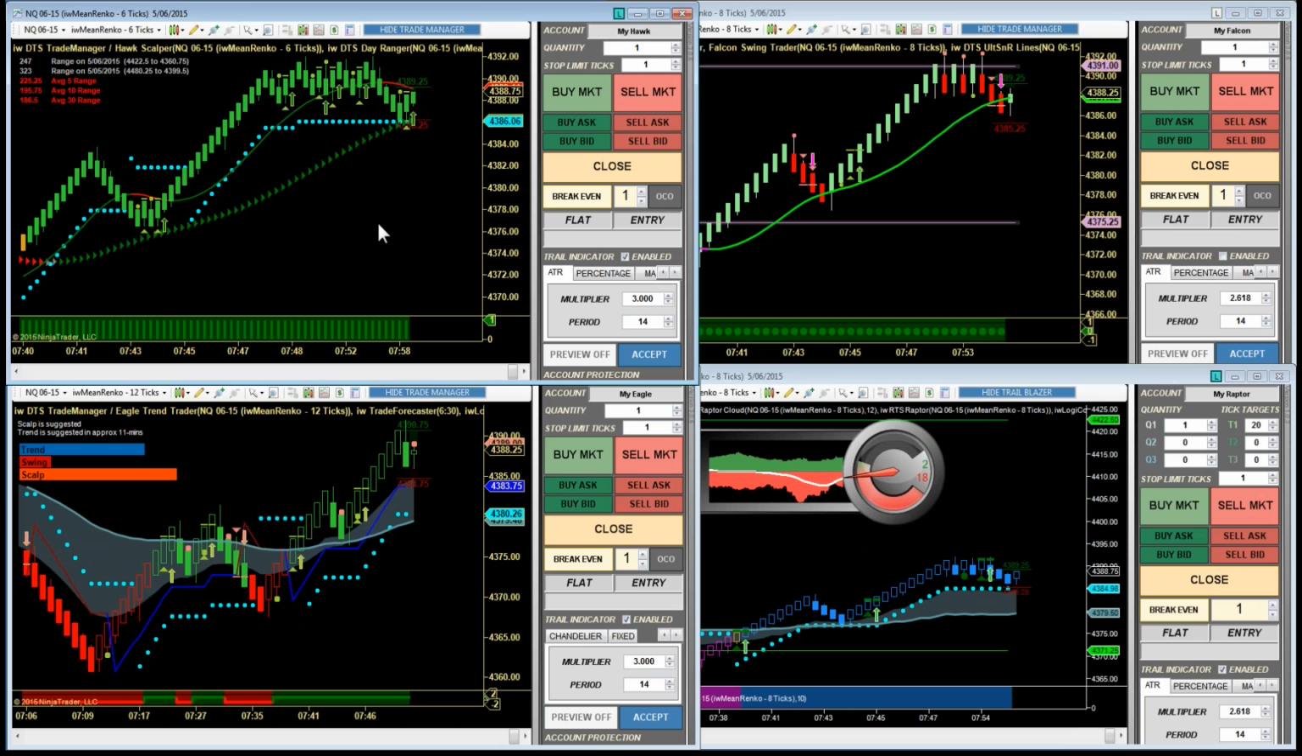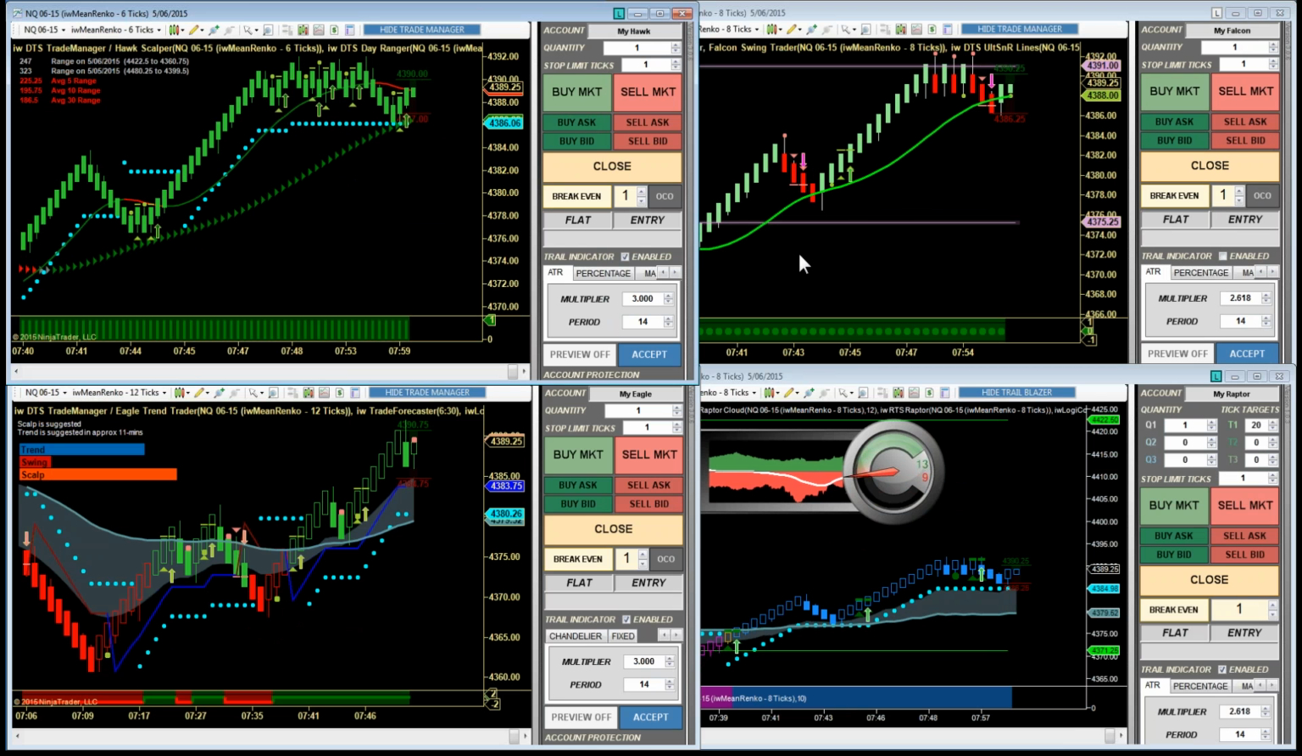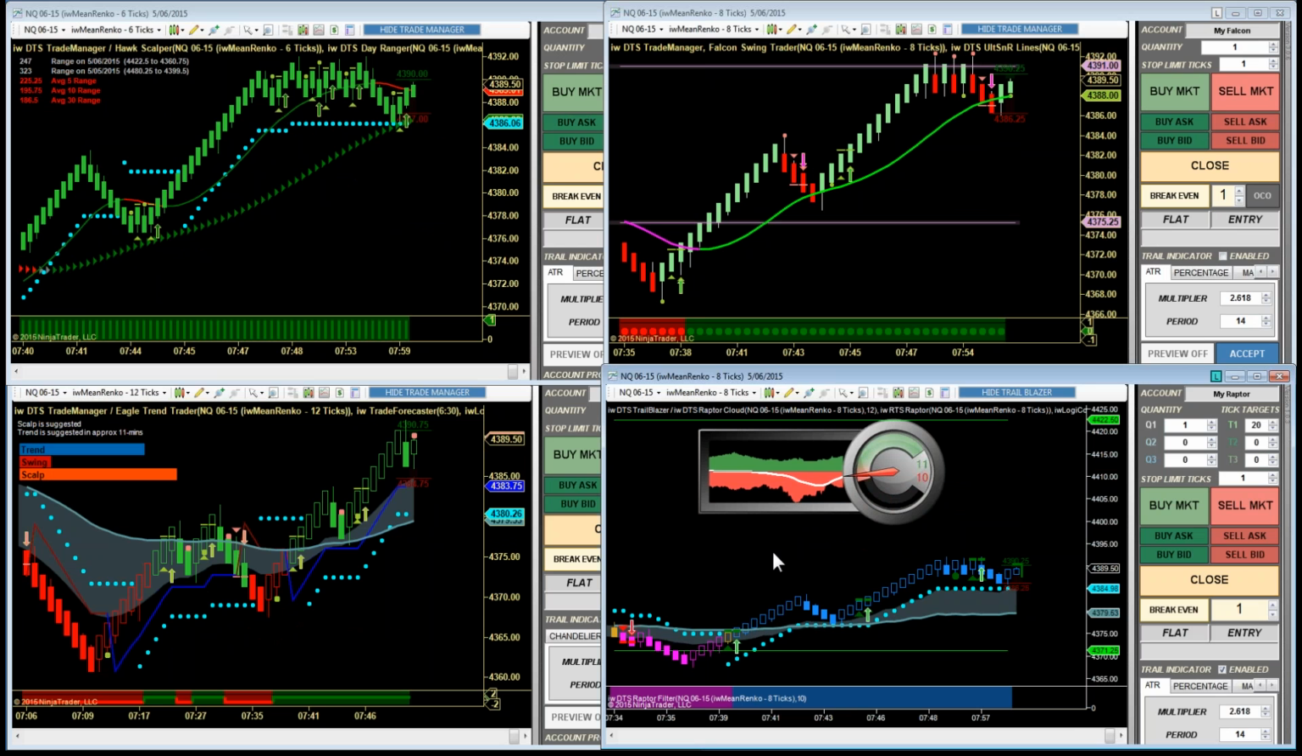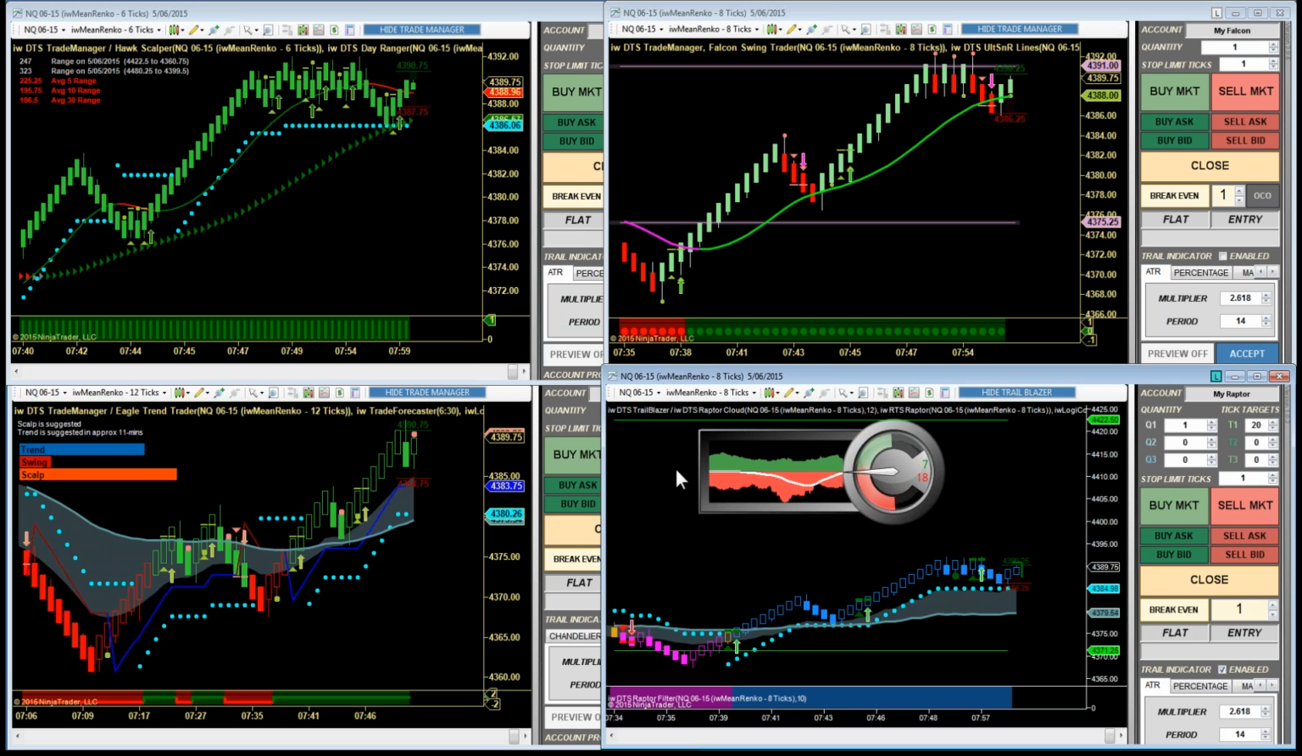But to answer your question, yes, you can incorporate a larger brick size. We normally recommend the default brick sizes for 99% of the markets you're trading. Certainly instruments that trade at $10 a tick or less, we recommend the 6-tick Hawk, 8-tick Falcon, 12-tick Eagle, and 8-tick Raptor. On instruments that trade at $12.50 a tick or more, we recommend a 4-4-6 setting. So 4-tick Hawk, 4-tick Falcon, 6-tick Eagle.